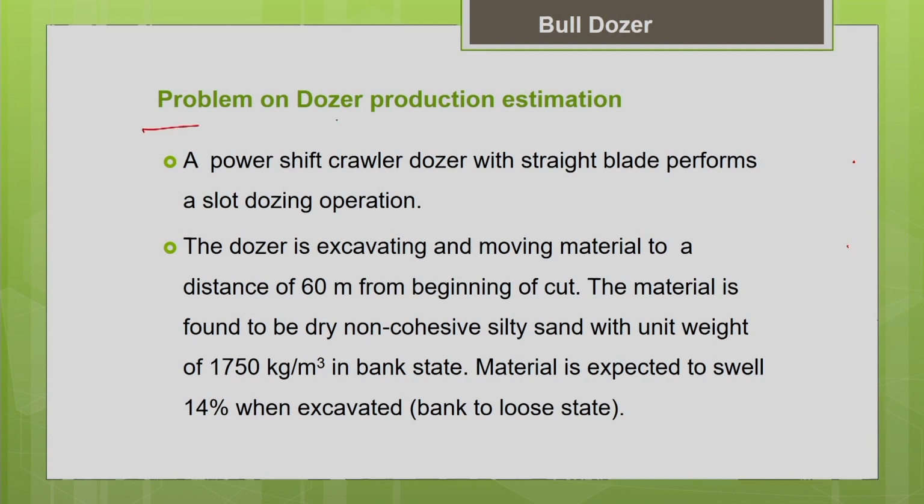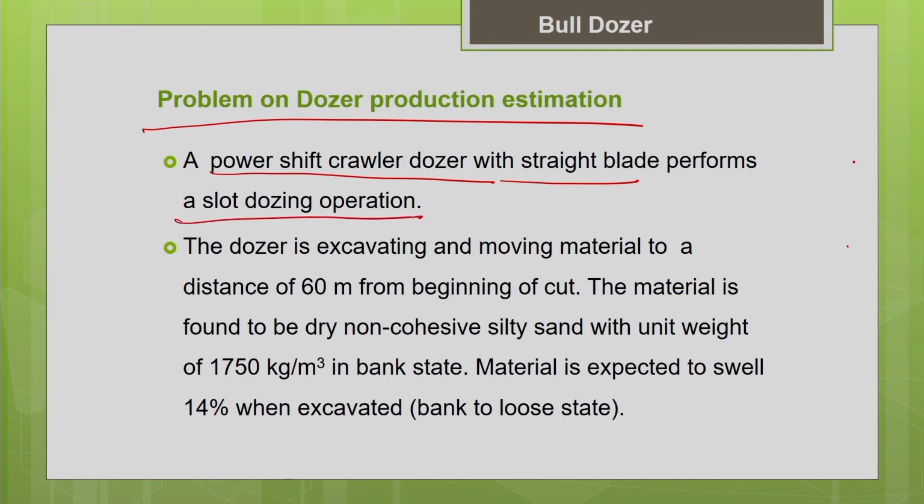So in this problem we are going to estimate the productivity of this power shift crawler dozer. Power shift means automatic gear change, so you can assume the man-hour time. The dozer is with a straight blade, and it performs a slot dozing operation. We adopt slot dozing so that we can reduce the end spillage and increase the productivity of the bulldozer.